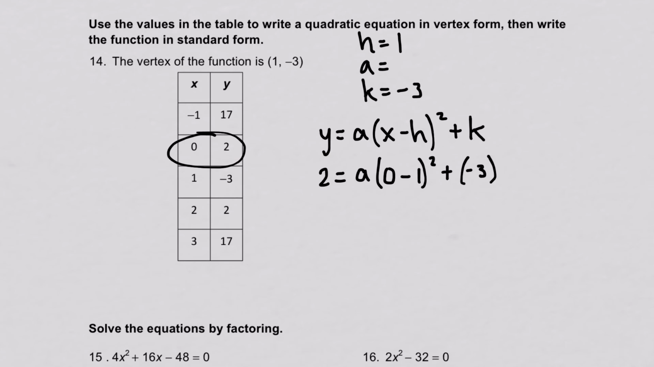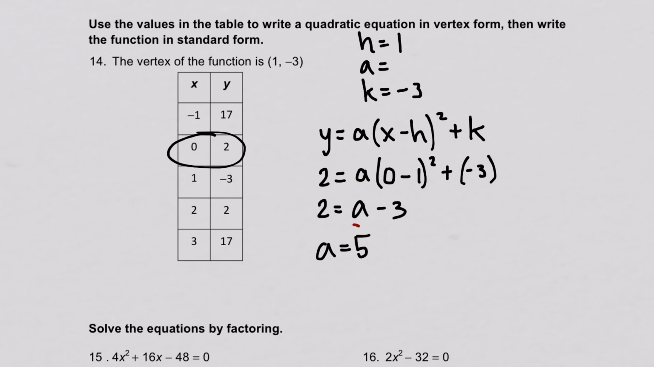Okay, simplify, and I get 2 equals, now right here inside the parentheses is 0 minus 1, which is negative 1. Square it, and it's just 1. So 1 times a is just a. Plus negative 3 means minus 3. Add 3 to both sides, and you're done. a is equal to 5.